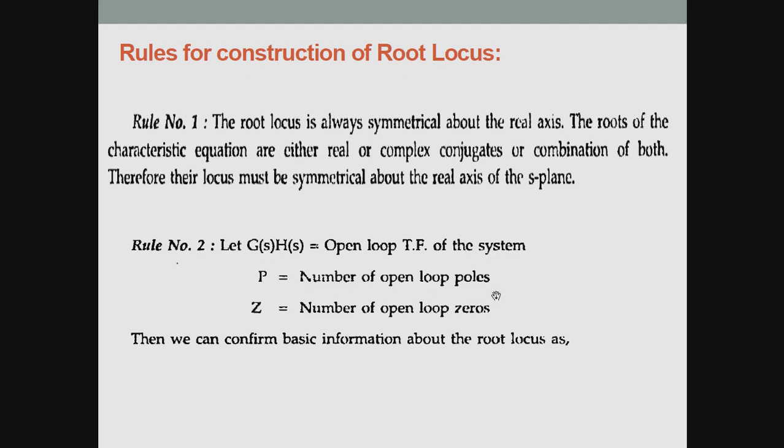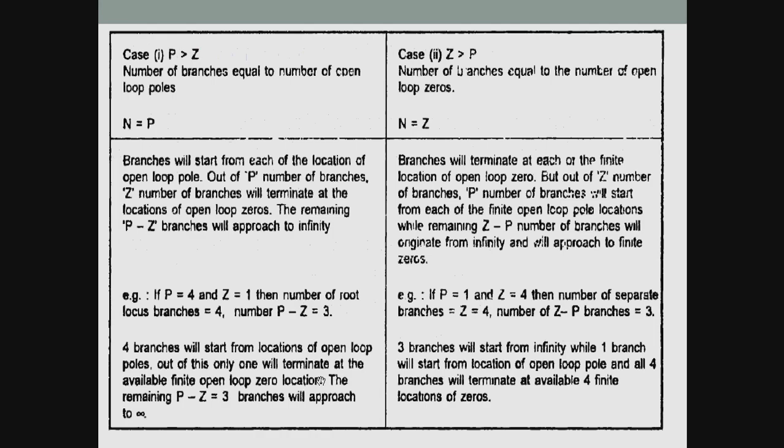Rule number two. Let g of s into h of s be the open loop transfer function, with p equal to the number of poles and z equal to the number of zeros. Then we can confirm the basic information about the root locus. Case 1: if p is greater than z, then the number of branches is equal to the number of open loop poles.